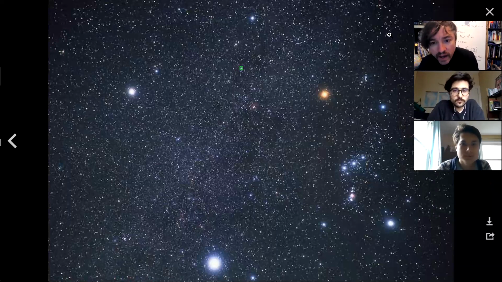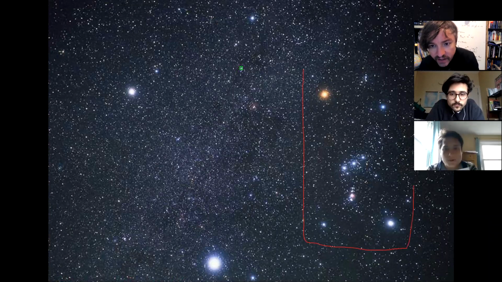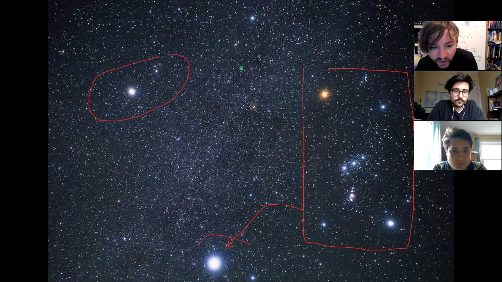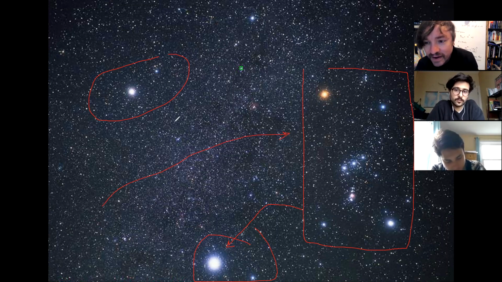Okay, so this is a photograph. There's Orion, which you guys have obviously seen before. Sirius, the brightest star in the sky, is called the dog star. There are two dogs that follow Orion as he marches from rise in the east to west across the sky at night.